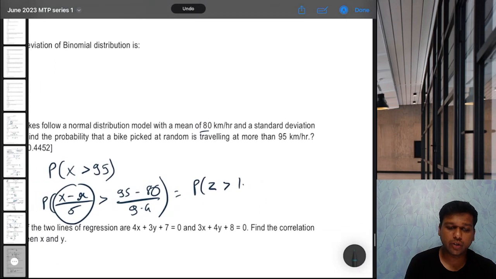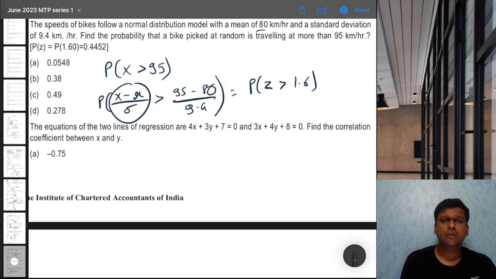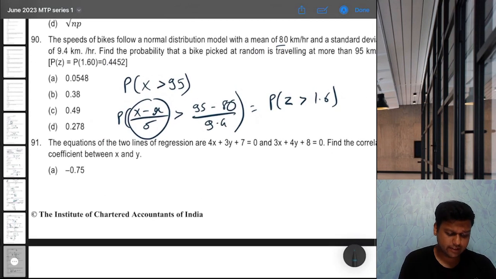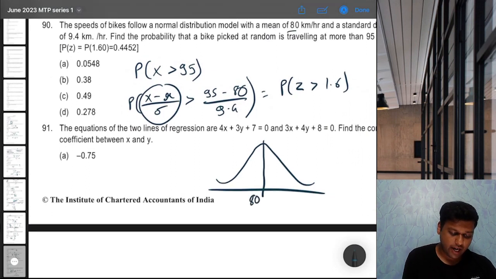So obviously that was going to be your answer, but still you need to confirm, right, in such cases at least. Now understand, if we draw the graph of that distribution, the mean is 80, and we are at 95.